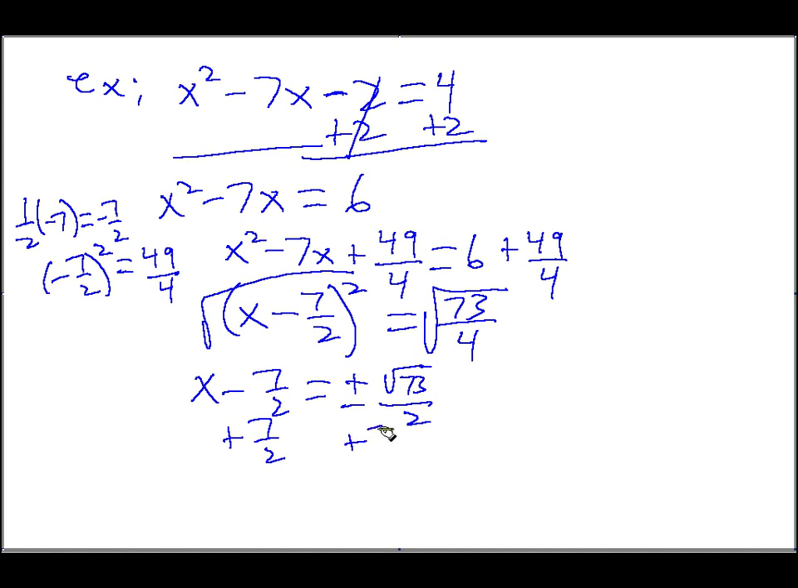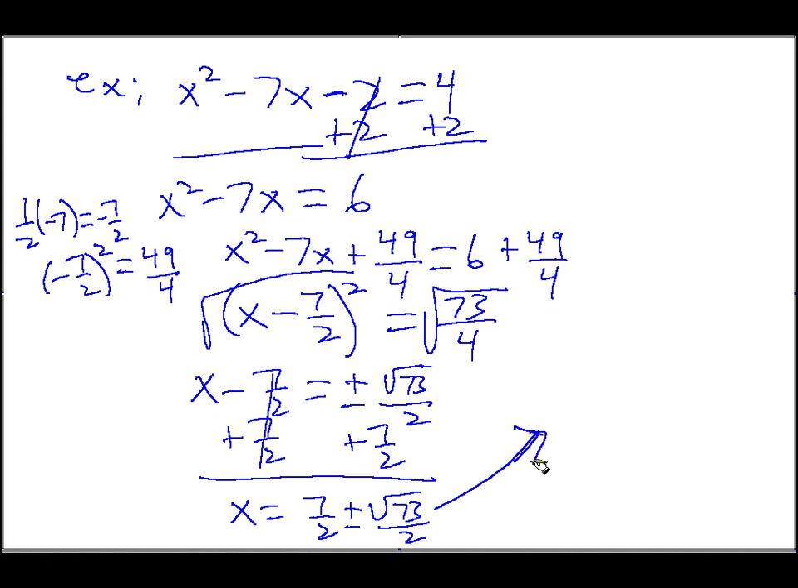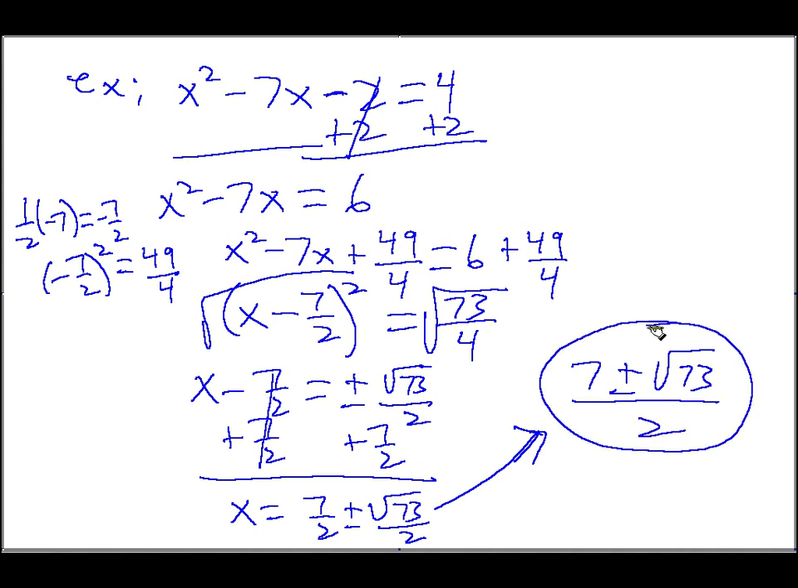Let's finish it off. Add 7 halves to both sides to get the x by itself. So I get x equal to 7 halves plus or minus square root of 73 over 2. But again, same denominator, so put them together. So the final answer is 7 plus or minus radical 73 all over 2. That's what x is equal to as our solution here. All right, can we see that? So again, not too bad at all.